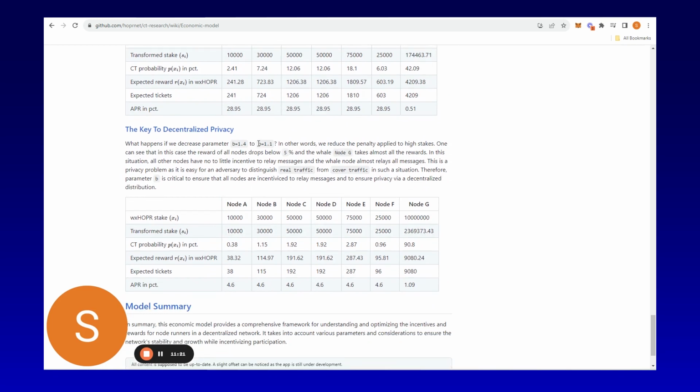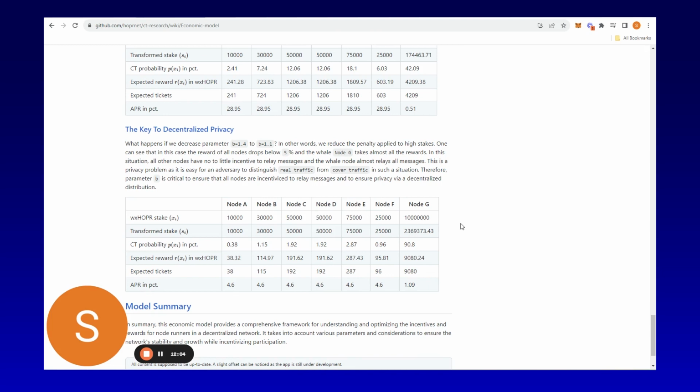So if you reduce the parameter B from 1.4 to 1.1, and you discounted him with the power function 1 over 1.1, his stake would be worth 2.3 million. And now everyone else, their rewards go down very, very heavily. But what's worse is that now he has 90% of the total rewards in the network. So one person just puts a huge stake in, and now they're receiving all the cover traffic on the network, and this is very undecentralized, or more so centralized. And it's also bad for privacy.